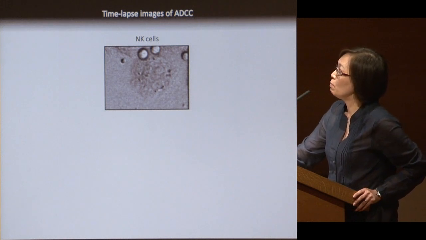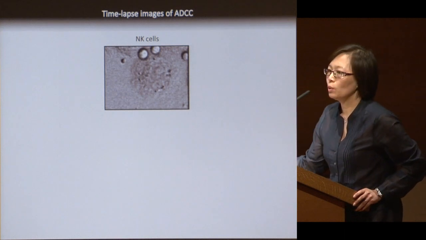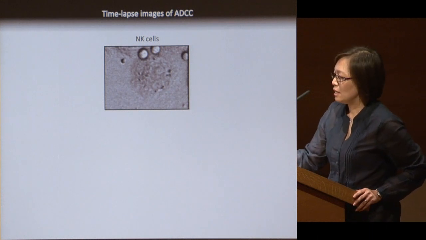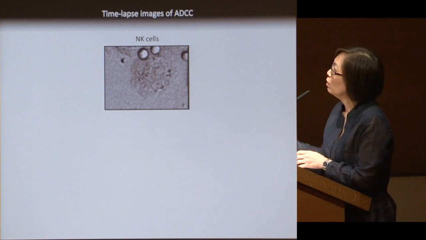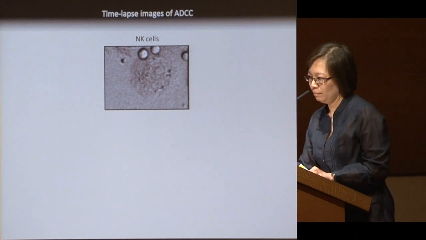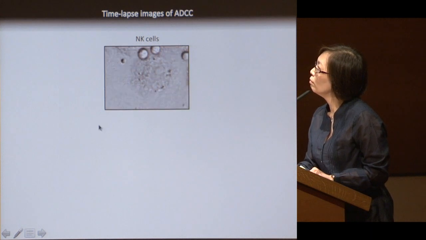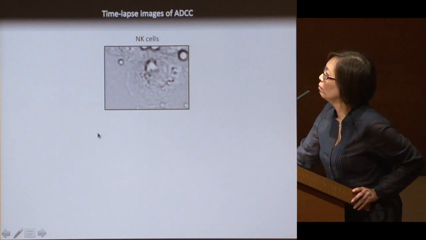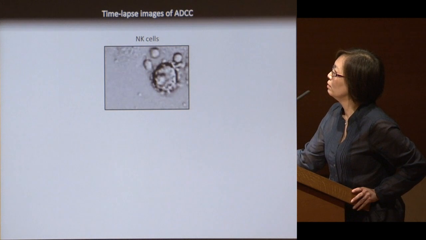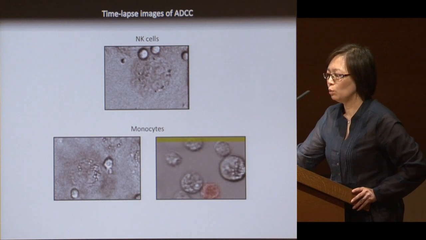So here I've got time-lapse images showing how NK cells kill this breast cancer cell line that has been coated with antibody against the antigen HER2 using the antibody Herceptin. And if you focus on this, these are the tumor cells, and you focus on these NK cells here. So the NK cells interact with the tumor cells, and then after that it kills it. So what about the monocytes? How do they do it?